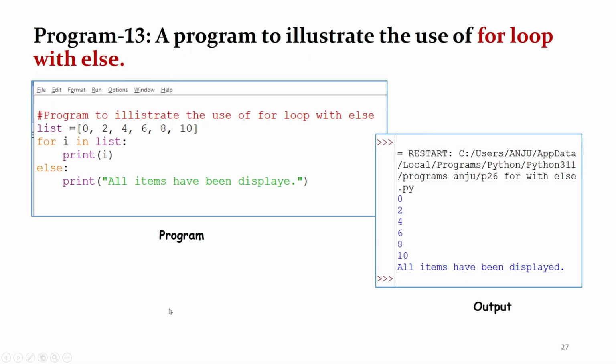So here is a program to illustrate the use of for loop with else. I have written as a remark, program to illustrate the use of for loop with else. Now I have taken one list with values 0, 2, 4, 6 and 8. Now for i in list, print i. It is going to print all the numbers in the list, and then it will move to the else part. Print all items have been displayed.